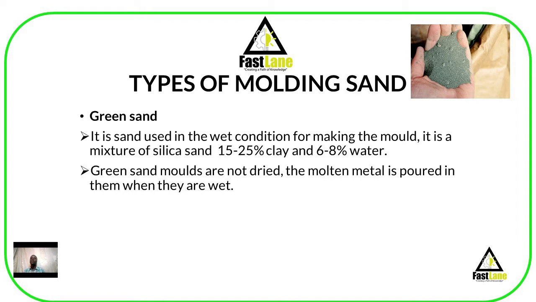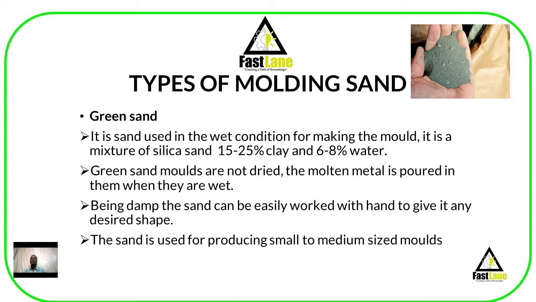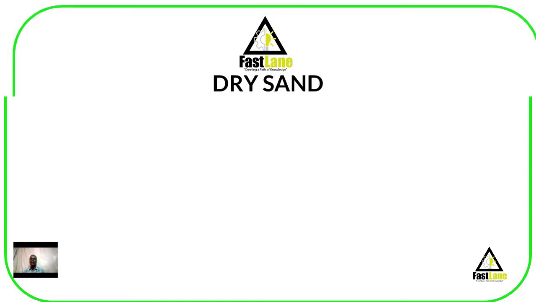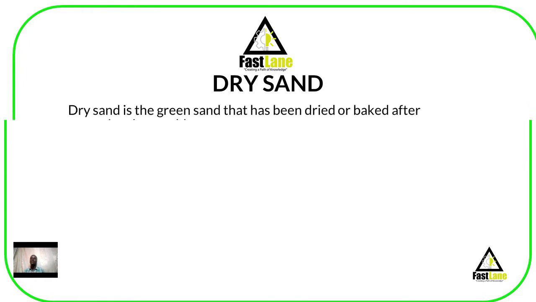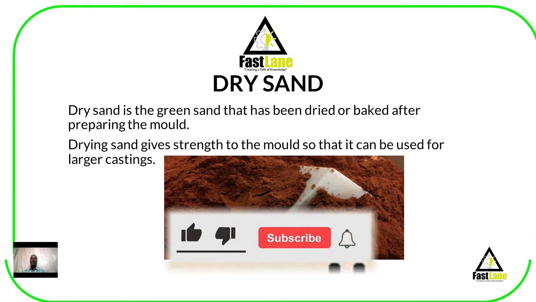Therefore, we need to know that when it comes to green sand, being damp, it can easily be worked on by hand to give it a desired shape. The sand is used for producing small and medium-sized molds that are not very complex. So we have another type of molding sand, that is dry sand. Like I've said, this is sand that has been green sand, but it has been baked and used for preparation of the mold. Dry sands provide the strength to the mold, and can be used for larger castings.